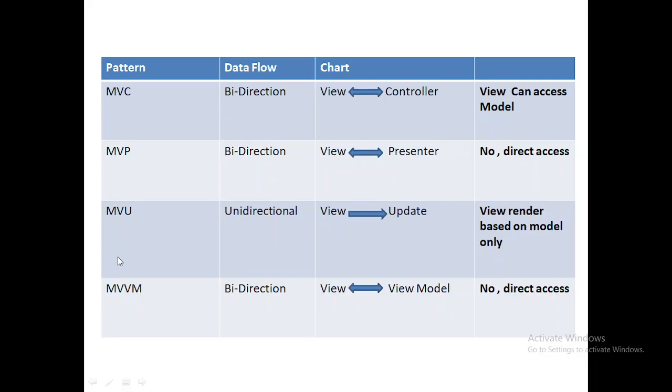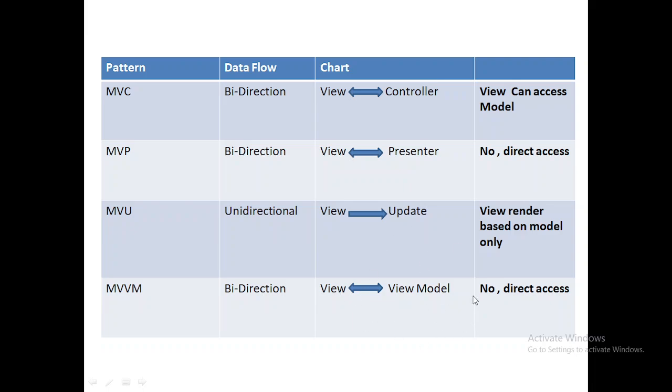So here is our important and main architecture, MVVM, which is different from Model View Controller, where it is also bidirectional. In MVVM, the view talks with the view model, and the view model directly talks with the model. So the view model is an intermediate between the view and the model.